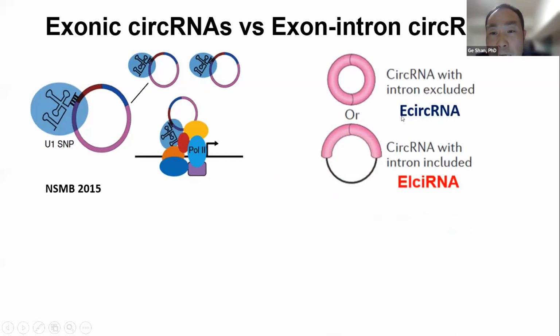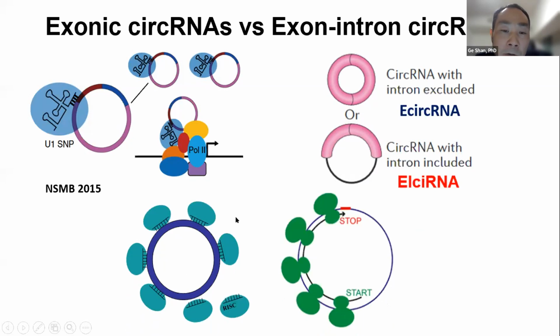So from back splicing, we now know that exonic circular RNA and exon-intron circular RNA can be formed. I already talked about how some circRNAs can function as microRNA sponges. There are also a lot of publications now showing that some circRNAs can also be translated into polypeptides.